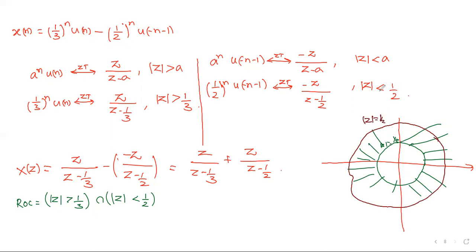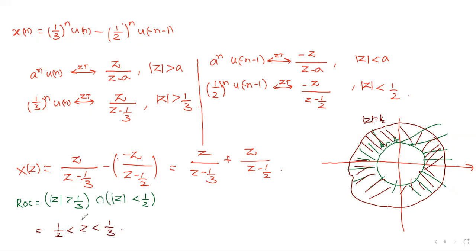So now what is the ROC? Mod z is less than 1 by 2. Less than 1 by 2 means it is inside of the circle. Is there any common area? Yes, here this is the common area. So it lies between these two. What is the ROC we will get? 1 by 3 less than mod z less than 1 by 2.